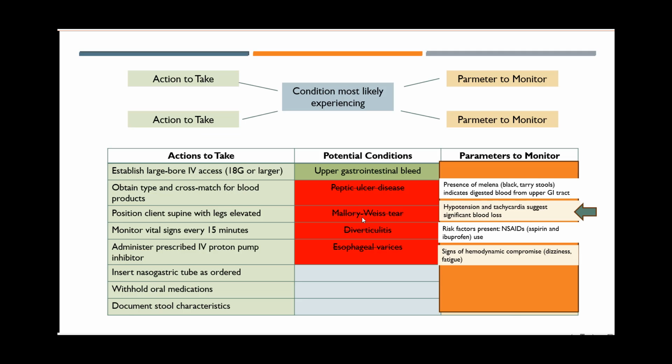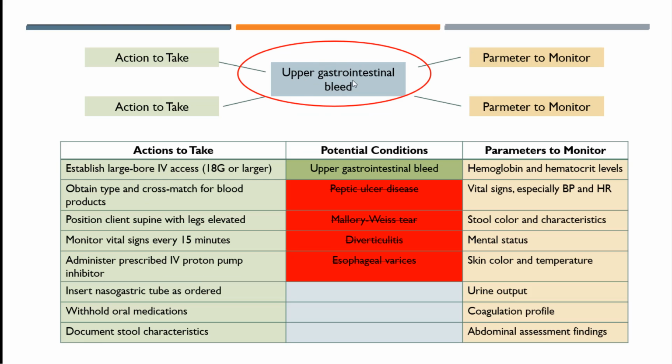Okay, so we have chosen the upper GI bleed. I have put upper GI bleed up here in potential conditions. And now what we're going to do is, again, where I've unhid the actions to take and parameters to monitor. Next we're going to go to actions to take.